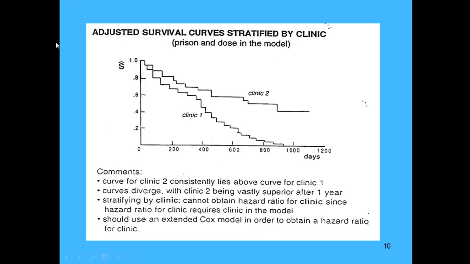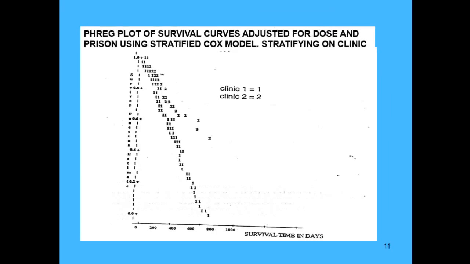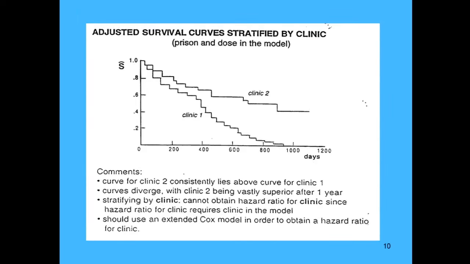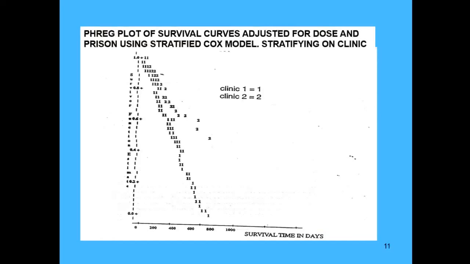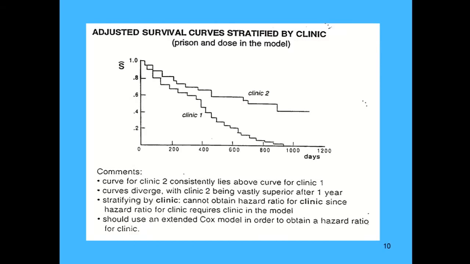These are the adjusted survivor curves. This is a sketch of the adjusted survivor curve. I actually think I have the plot of the sketch, and it looks like this, but the time axis is a little different. But that's what you get for the adjusted survivor curves when I compare Clinic 2 and Clinic 1, and I've put the two variables in the model, okay?